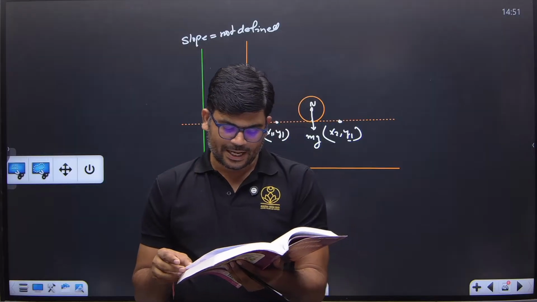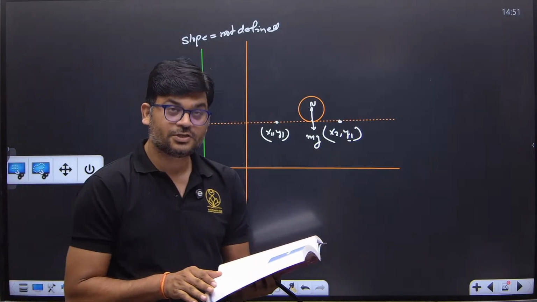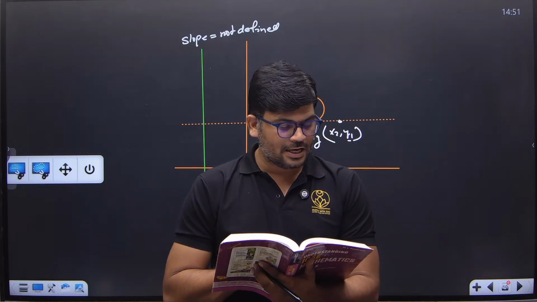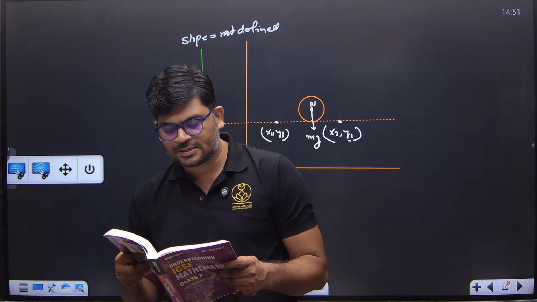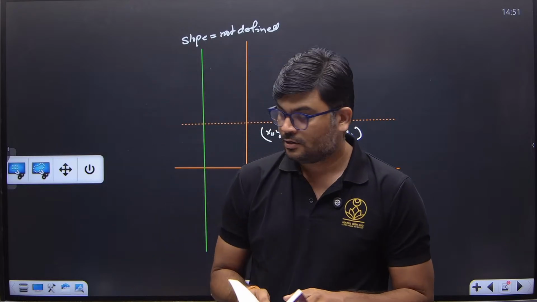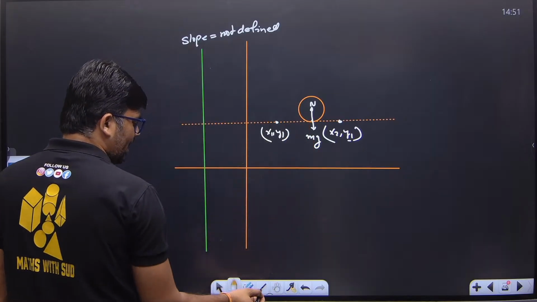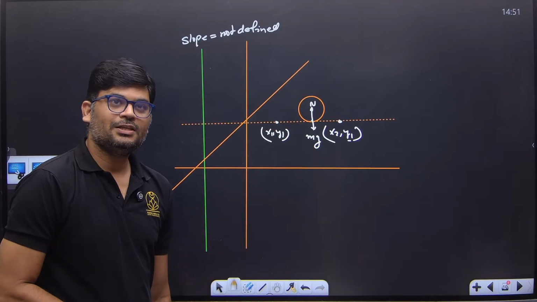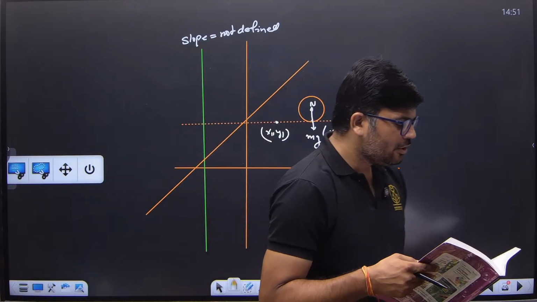It is given that any line parallel to x-axis is called a horizontal line, on the first page, 241. Any line parallel to y-axis is called a vertical line. A line which is neither parallel to x-axis nor y-axis is known as an oblique line. So this is horizontal line, vertical line, and all other lines are oblique lines.